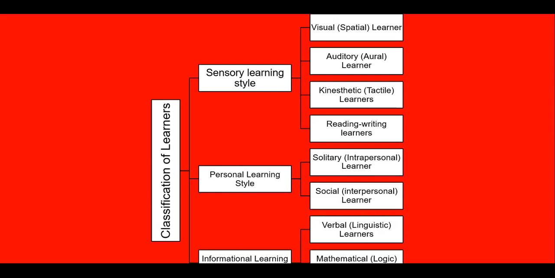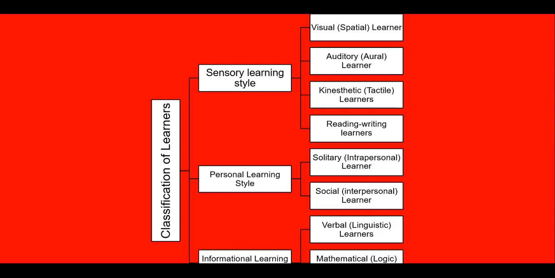The third is kinesthetic learners. They learn better through the sense of touch. And the fourth in this category is reading, writing learners. They learn better through reading and writing to process their information.